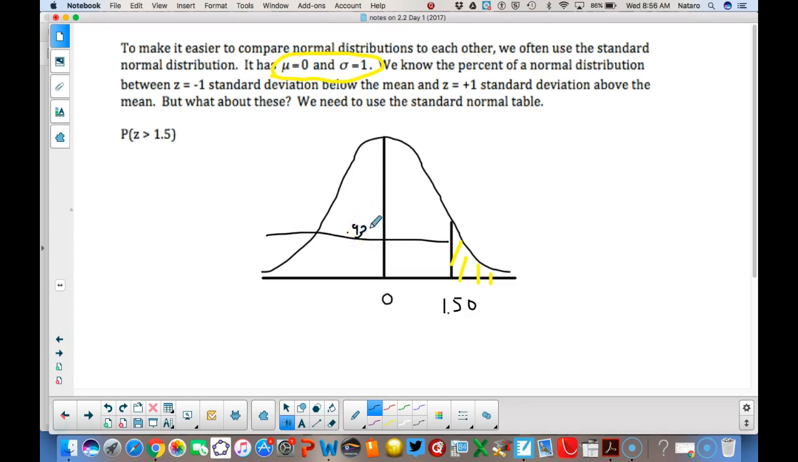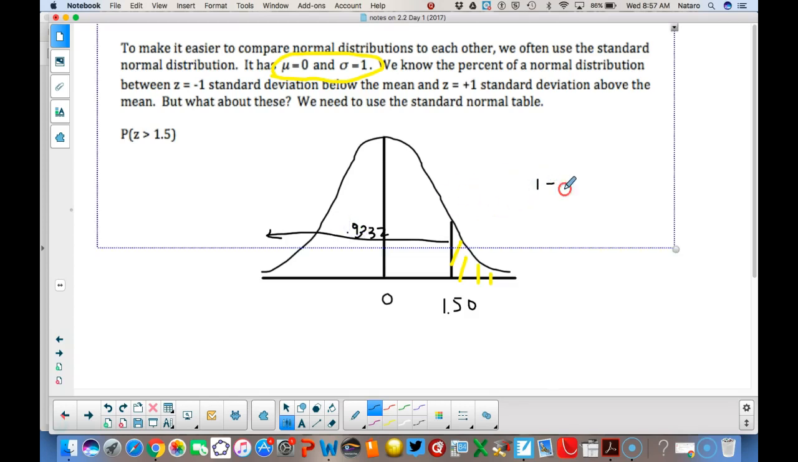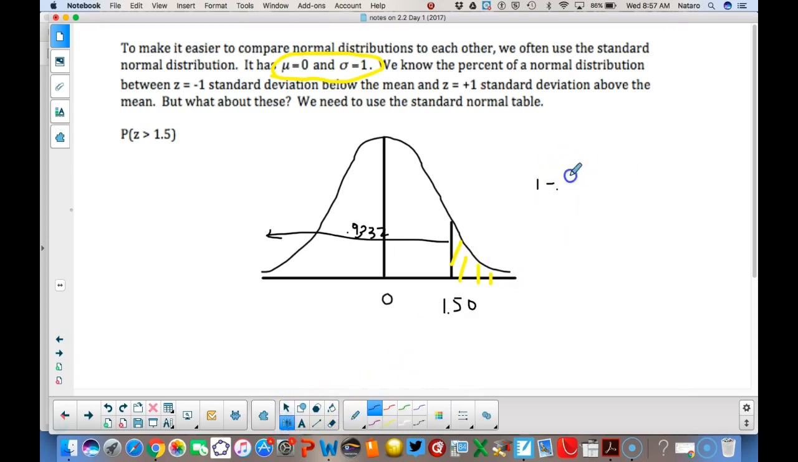So what do we have to do to actually find the area that we want, the area to the right of this cutoff? Well, we would need to subtract that from 1. So 1 minus 0.9332 would be the answer to that question. And so the answer to this question is 0.0668. Let's take a look at some more examples.